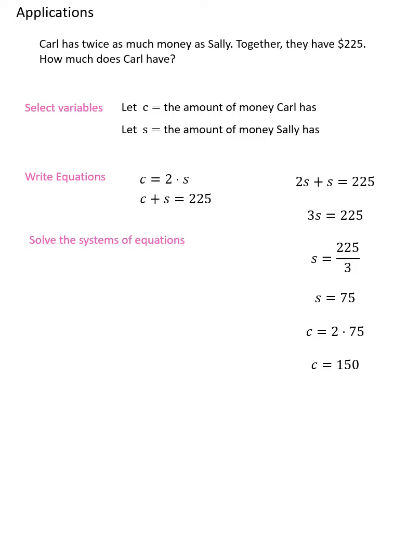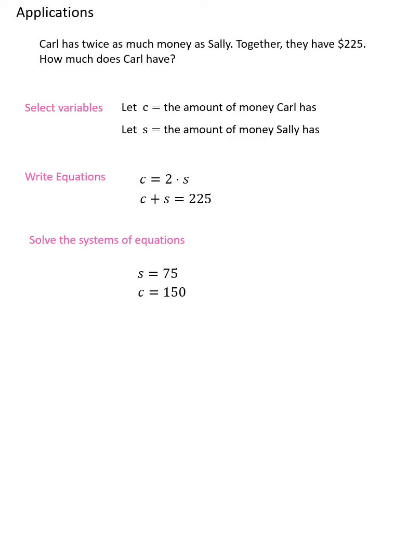And once you've solved the system of equations, you're ready to move on and interpret the solution that you just got and answer the question. The obvious interpretation here is that Sally has $75 and Carl has $150, and therefore the answer to the question, how much does Carl have, is $150.